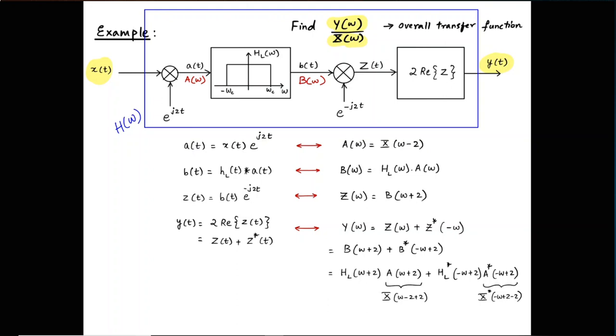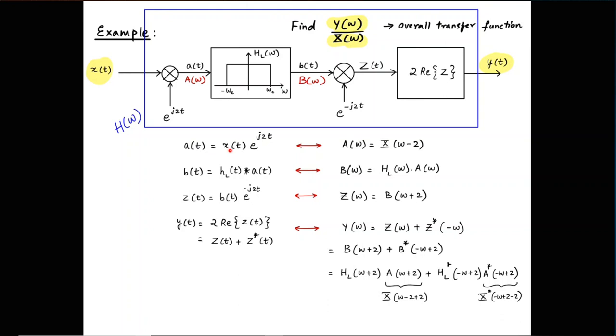So on the left here, everything is in the time domain, and on the right here, everything is in the frequency domain. a of t can be written as x of t multiplied by e to the j2t. In the frequency domain, A of omega can be written as X of omega minus 2. Why? Because this is essentially the frequency shift property. You multiply in the time domain by e to the j2t, there is going to be a shift of X of omega by 2.